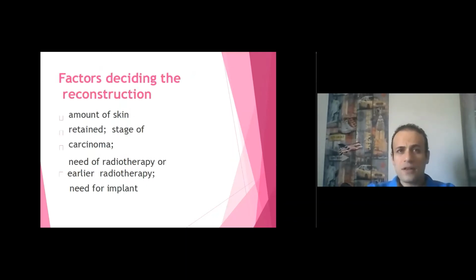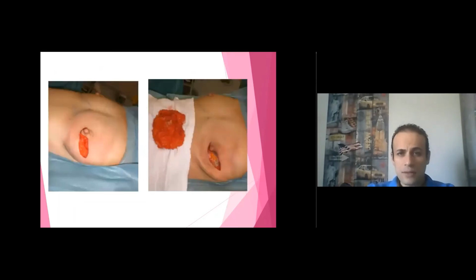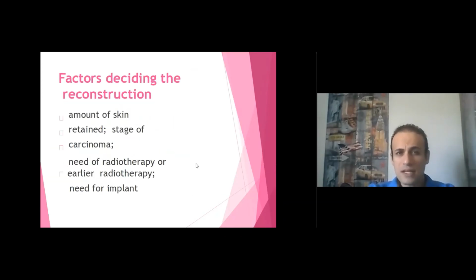Factors deciding the reconstruction: amount of the skin. As we see here, for example, we have removed the whole breast glands, but not the skin, and we have a good amount of skin that we can use to make a reconstruction, for example, through a silicone implant or a flap. Other factors are the amount of the skin retained, stage of carcinoma, radiotherapy, yes or no.